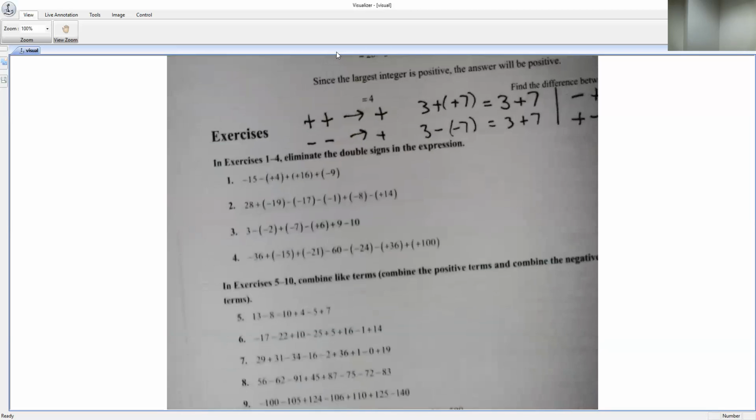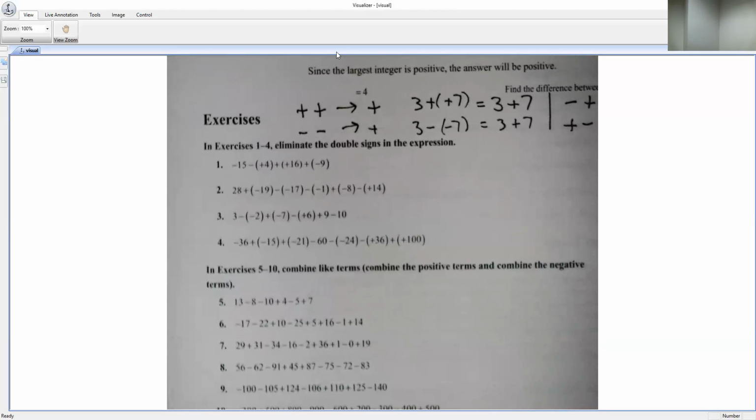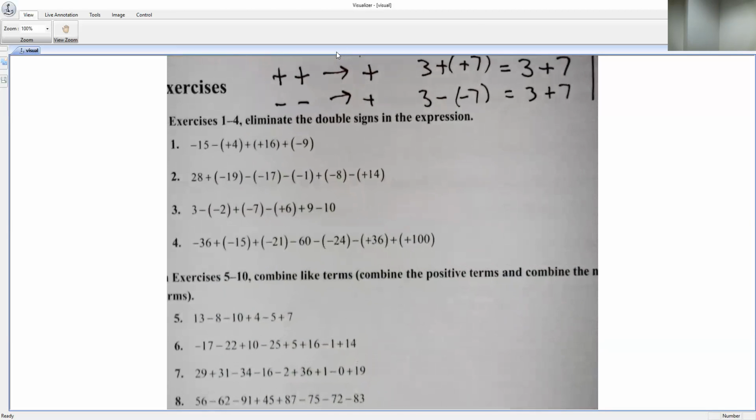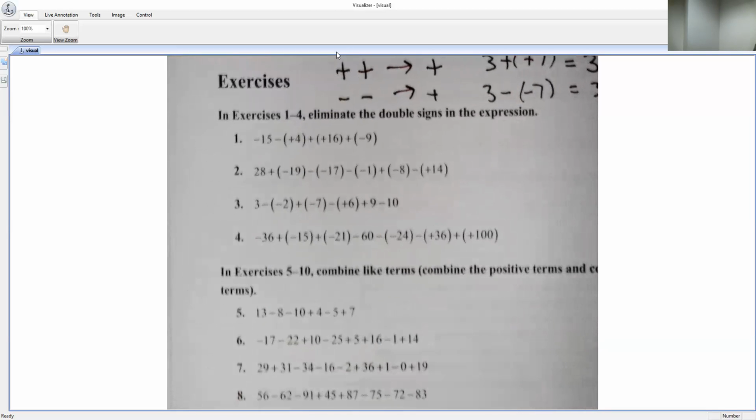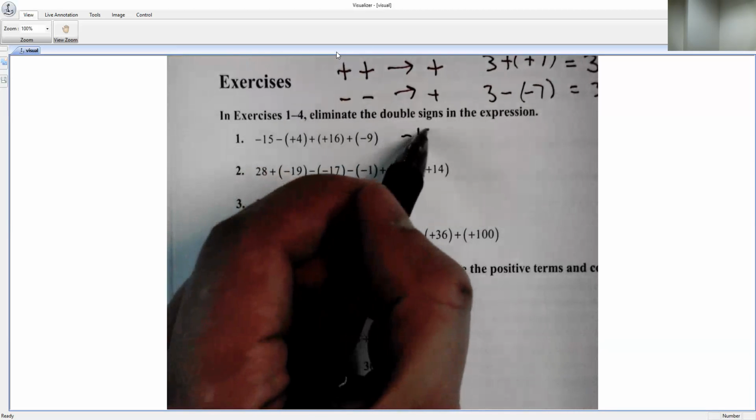Okay. So in the first exercise, we're asked to just eliminate the double signs in the expression. Notice we don't have to actually calculate this amount. We just have to rewrite it without those double signs. Let's see if I can zoom in a little bit more. So we can see that a little more clearly. There we go. Okay, so the -15, that's only one sign, so I would write that again.